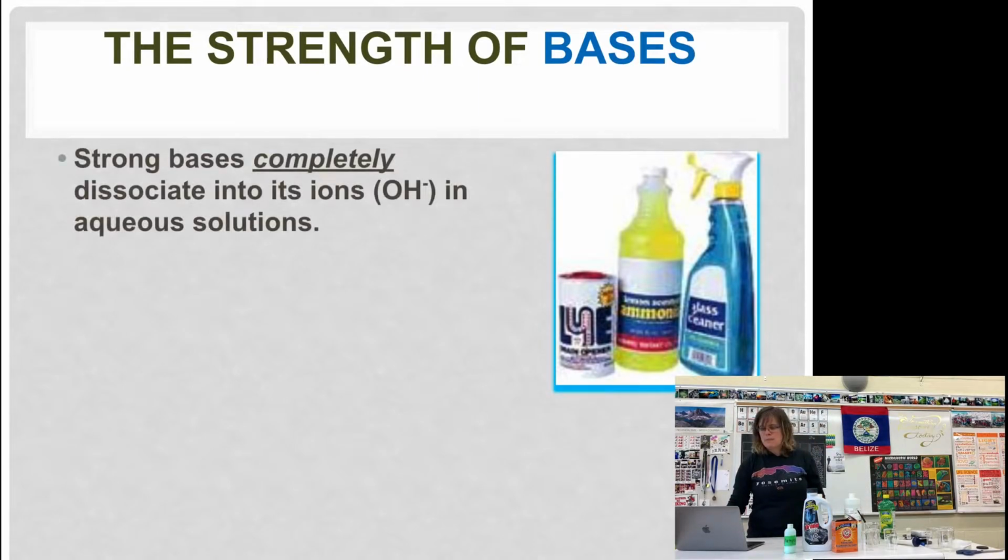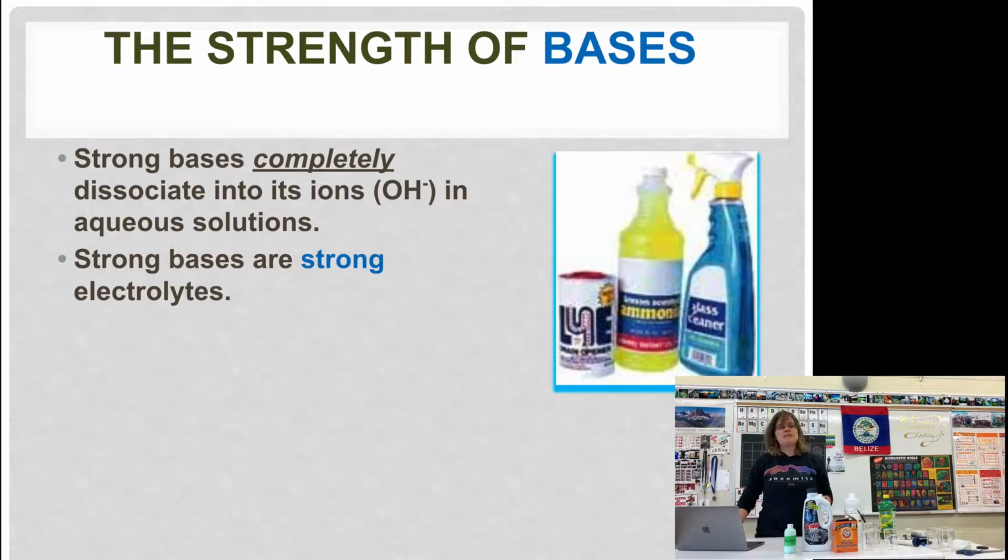So now we're going to talk about how strong bases completely dissociate into something called OH, or hydroxide ions, in aqueous solutions. Aqueous means it dissolves in water, if you didn't remember from last year. The most important thing you have to know is that bases usually are made up of hydroxide, OH. If you can remember that for next year, you'll be way ahead. When we talked about acids, we talked about how acids dissociate into hydrogen ions, H+. Well, bases break down into OH, hydroxide.